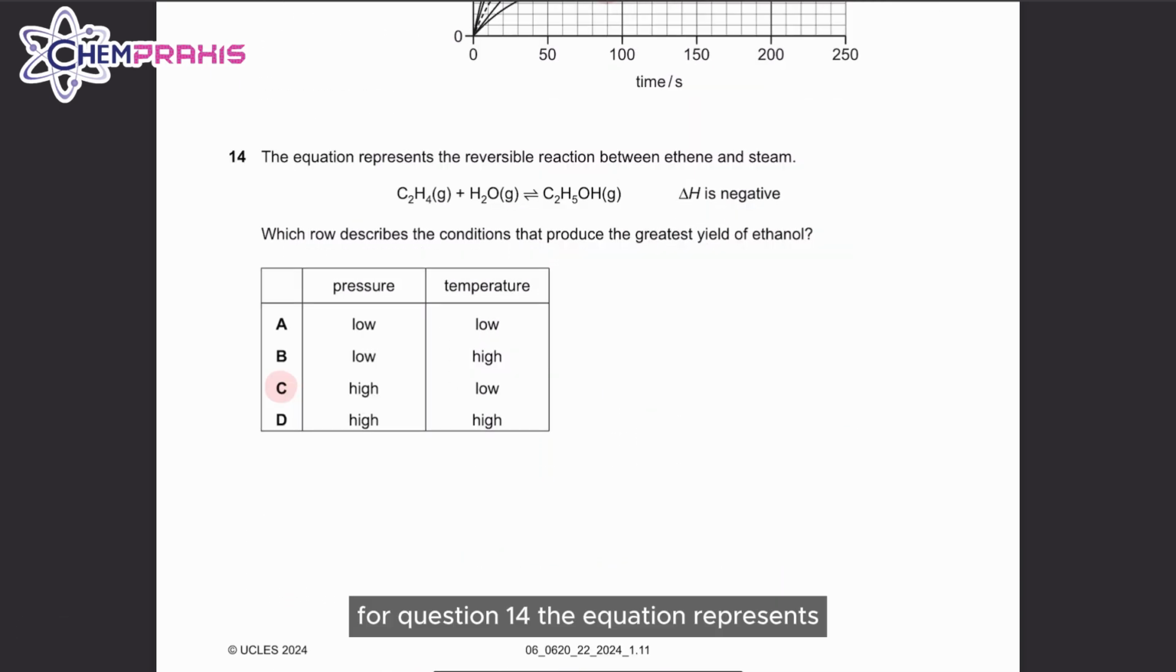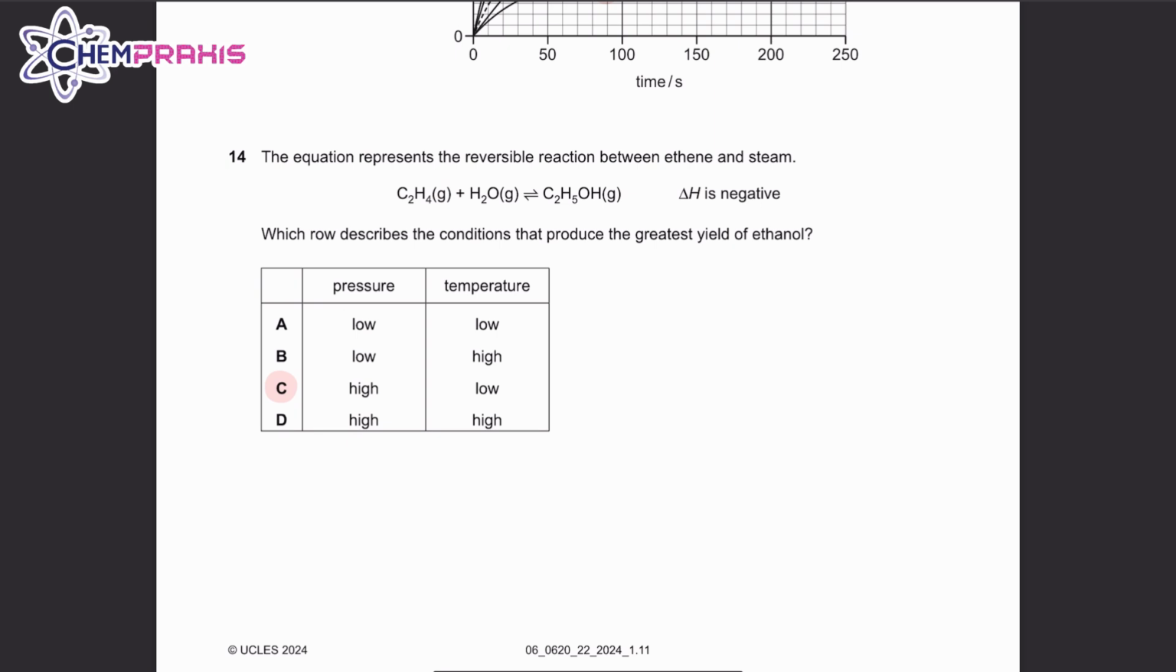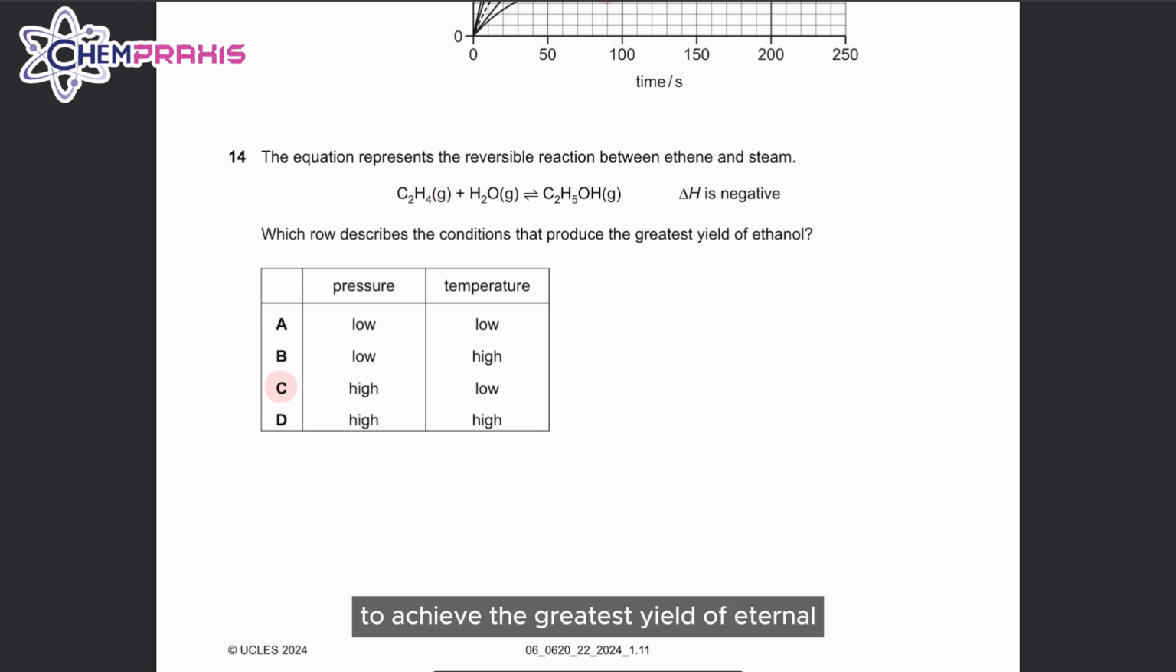For question 14, the equation represents the reversible reaction between ethene and steam. Which row describes the conditions that produce the greatest yield of ethanol? To achieve the greatest yield of ethanol, the pressure will need to be high and the temperature should be low. Therefore, your answer should be C.